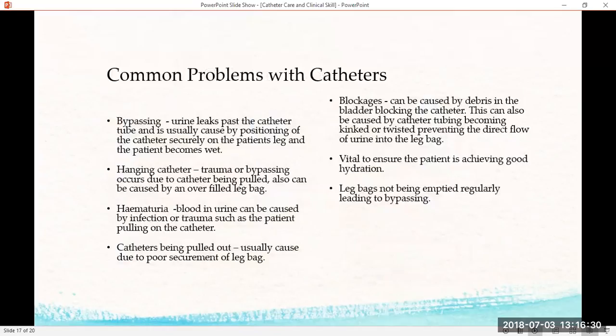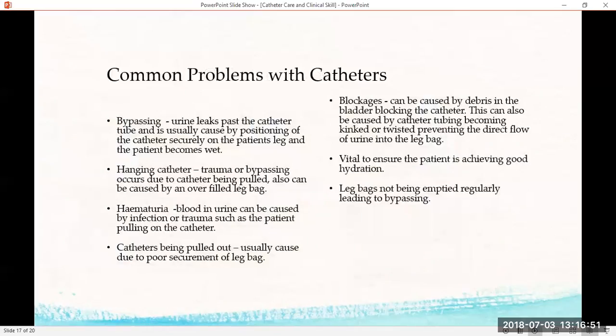and also the position of the patient, that they're not sitting on the tube, and that's what's blocking the flow of urine. We've also got hanging catheters, so this can cause trauma or bypassing, and normally occurs when the catheter is pulled. So sometimes if it's not secure on the leg, that can happen. Also, if the leg bag is too full, that can also cause the catheter to hang and cause problems.